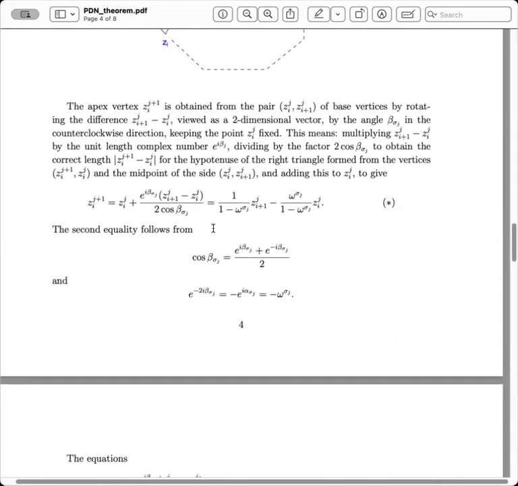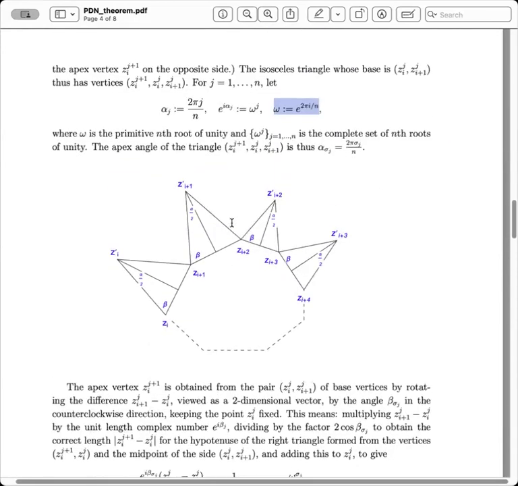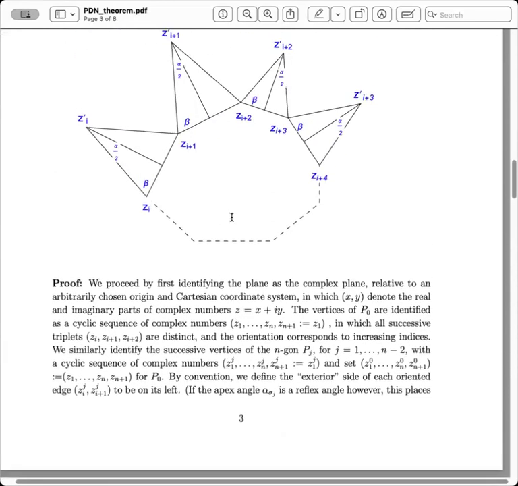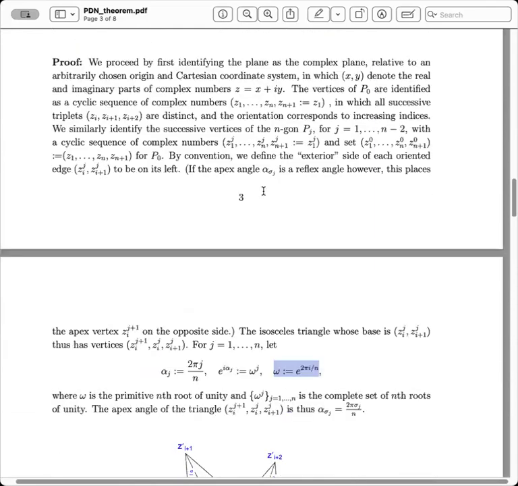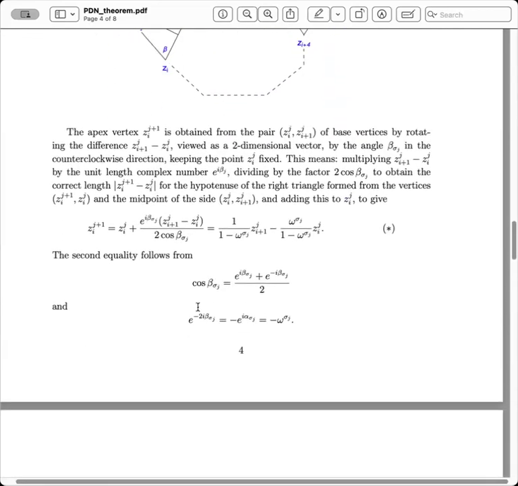So the second equality follows because the cosine of beta is, of course, e to the i beta plus e to the minus i beta divided by 2. So we can replace that in the denominator and then cancel out the factor e to the i beta in the numerator and denominator and use the relation between beta and alpha, which is this, to relate the imaginary exponentials, and that gives e to the minus 2i beta is equal to the negative of e to the i alpha, which is the negative of the root of unity omega to the power sigma j.